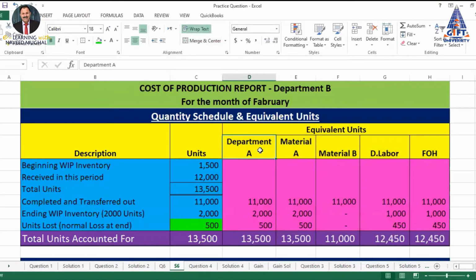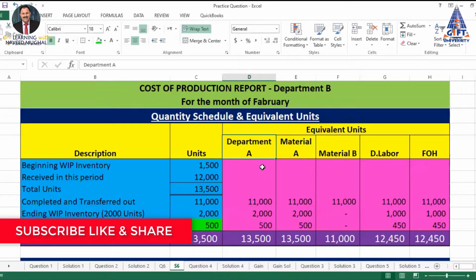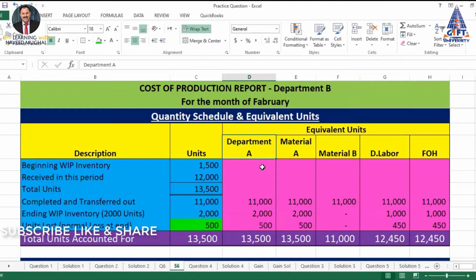The first column will be department A, because this is the second department, so we should have one column of department A as well, particularly in the case of lost units, because adjustment of loss will be automatically made by doing this. This is done for the adjustment of loss, because if you don't have this, you have to calculate the adjustment of loss separately, and I have combined this calculation with this. That's why this has eased the calculation of adjustment of lost units for students. So department A, B, labor and factory overhead.